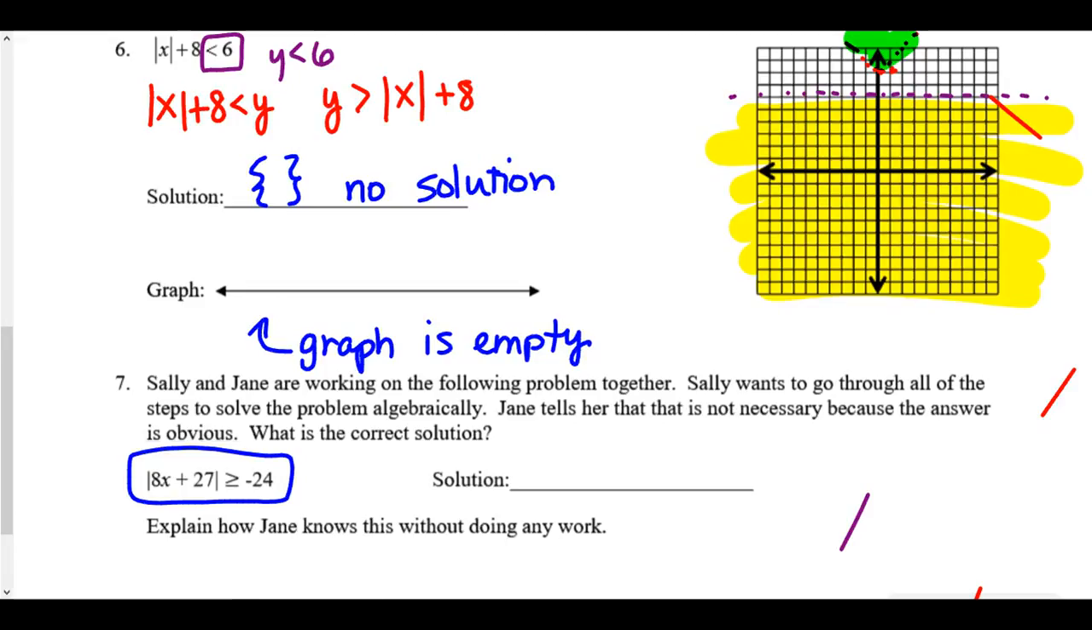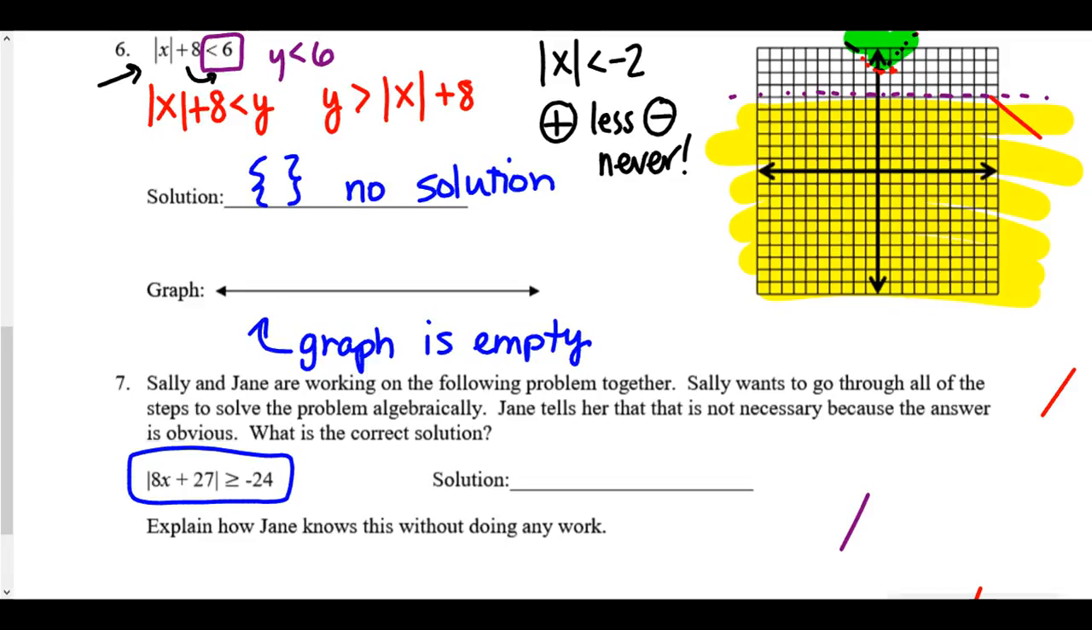to Sally and Jane. If I wanted to solve number 6 algebraically, I've got to get the absolute value by itself. So I need to move the 8 to the other side. When I do that, I have the absolute value of x is less than -2. So we have when is a positive less than a negative? The answer to that is never, which is why we have no solution.